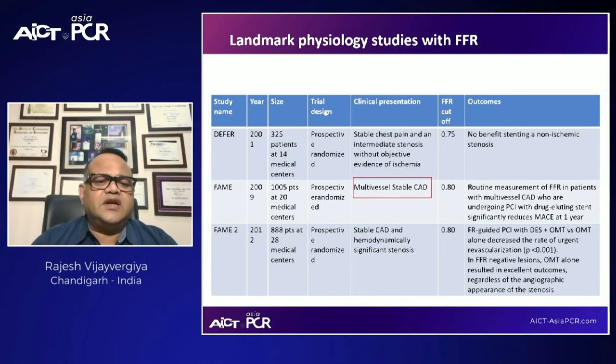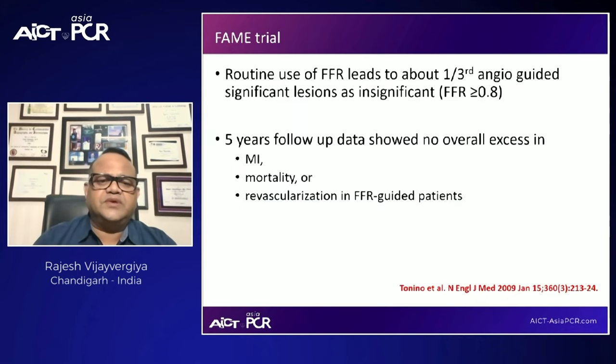There are initial randomized trials, the prospective randomized ones, which have assessed the role of FFR in chronic stable angina with a cutoff value of 0.8, and it's been found in the FAME and FAME 2 trials that the MACE rate at 1 year is significantly less in those who were subjected to FFR-guided PCI compared to angiography-guided PCI. And it's been found at 5-year follow-up that for those who were subjected to FFR-guided PCI, there is an overall advantage, and there is no excess of MI or mortality, and also of revascularization in FFR-guided PCI patients.